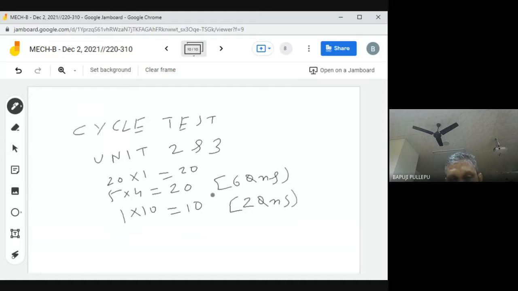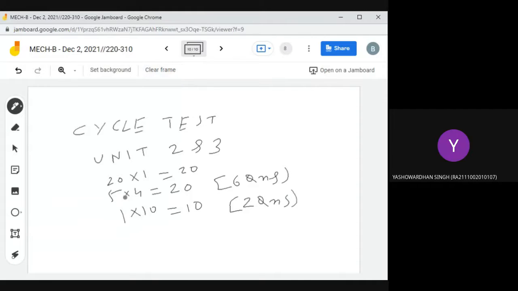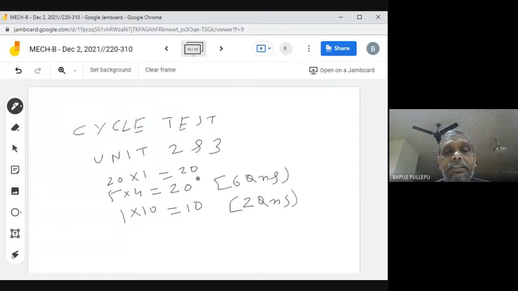So understanding or not? Are you able to do 20 into 1, 20 questions, 5 into 4, 20, 1 into 10, 10 questions. Correct? Clear? Yes, sir. Any doubt? No, sir. Can you repeat it once? Part A is 20 into 1, sir. 20 marks. Yes, sir. 5 into 4, 20 marks.